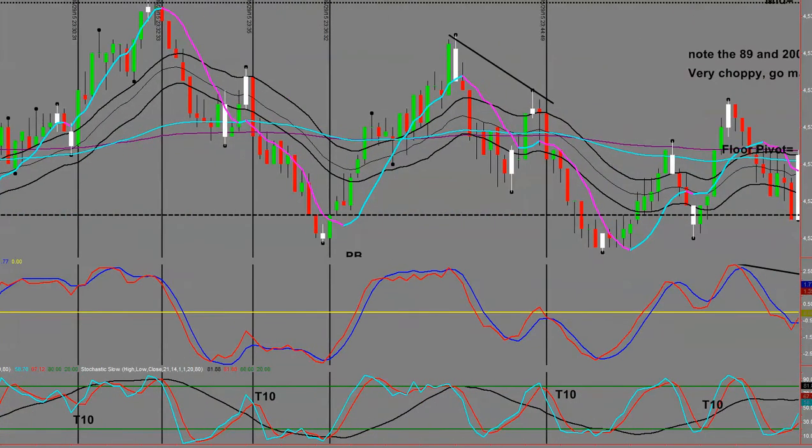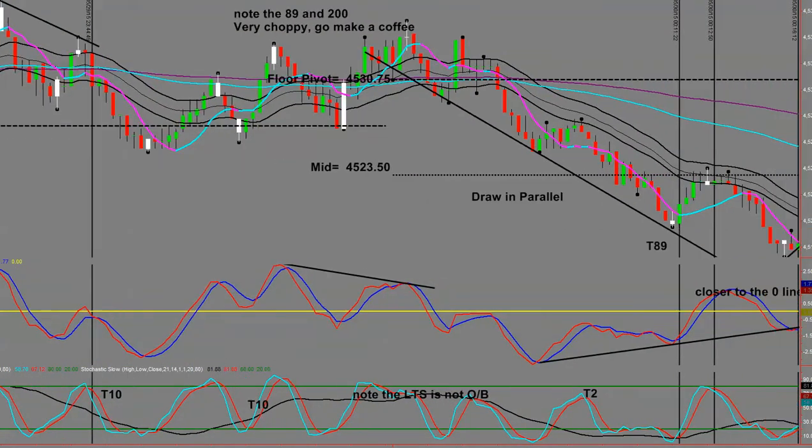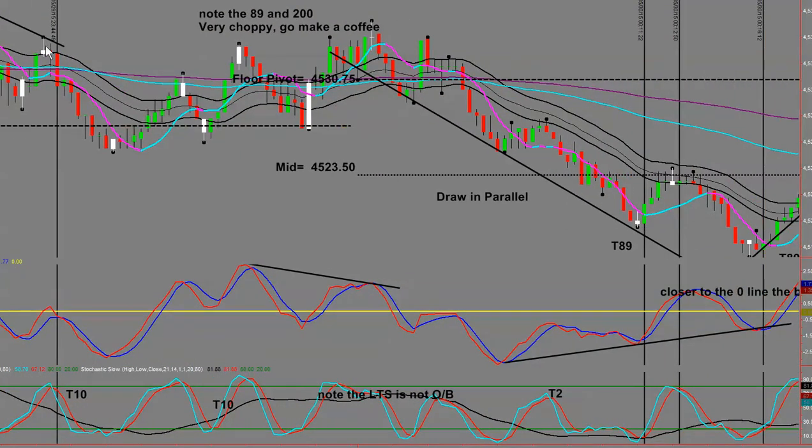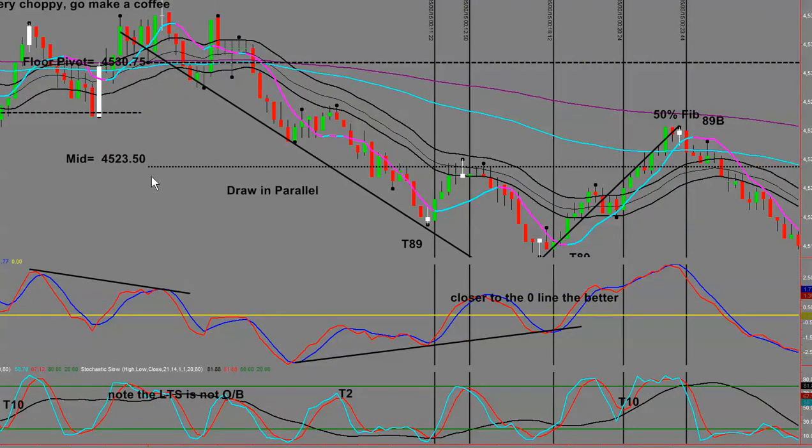So if we go along here, we've got pivot bounces, we've got all sorts of things here. Now we've got another T10 here, we've got pivot bounces left, right and center. Now, I was doing some training the next day with a trader, and I left this on. I just thought you'd find this interesting.